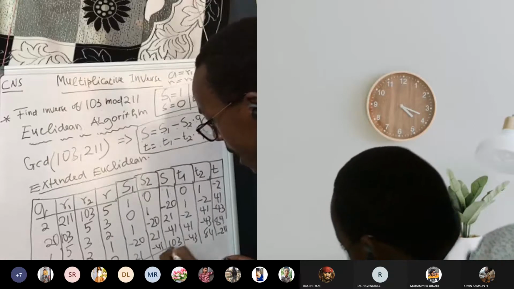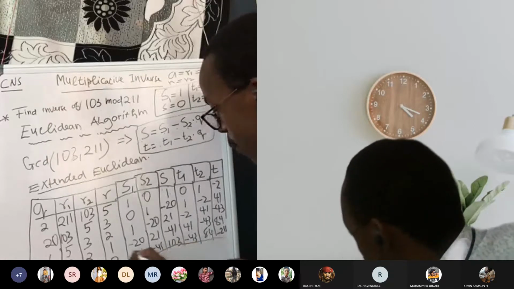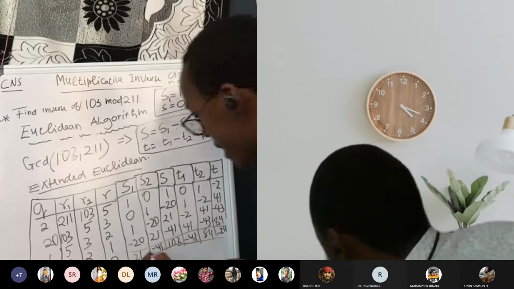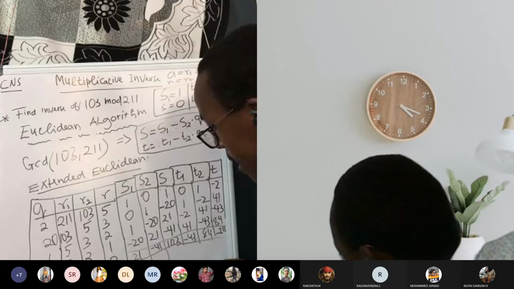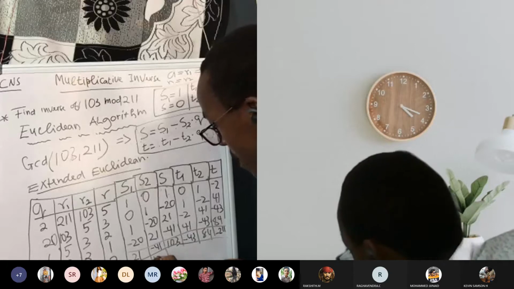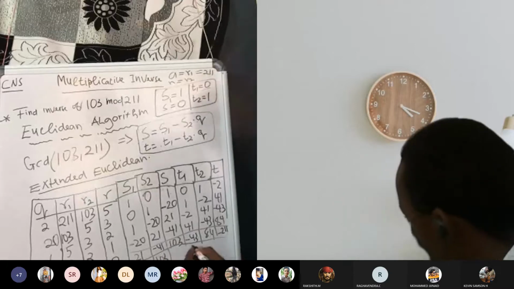The value of S1 is what? Let me underline this. If we go line by line, then you can understand. So the value of S1 is equal to minus 41. S2 is equal to 103. Okay, we don't need this one.